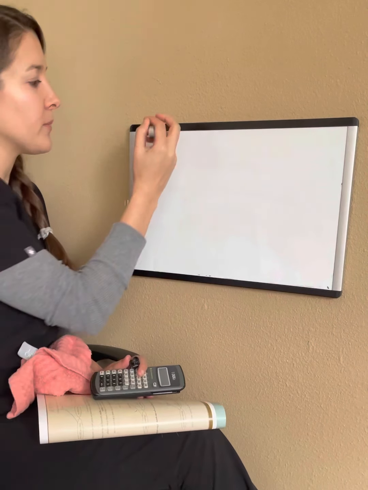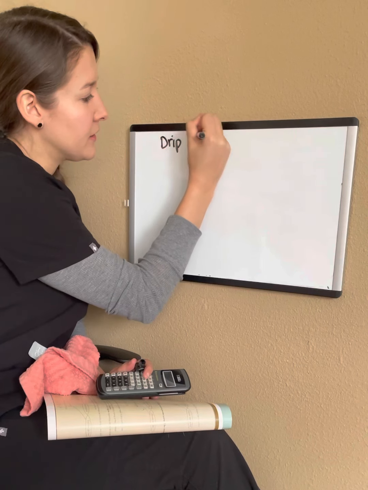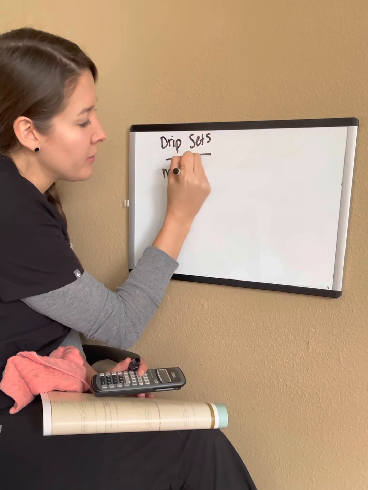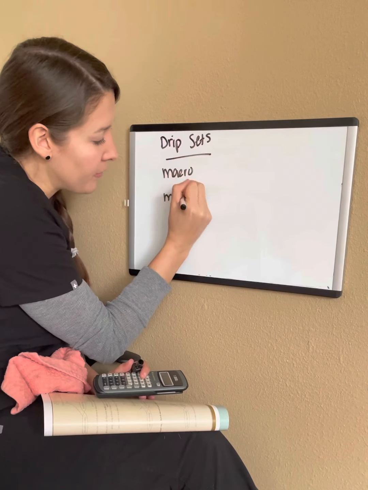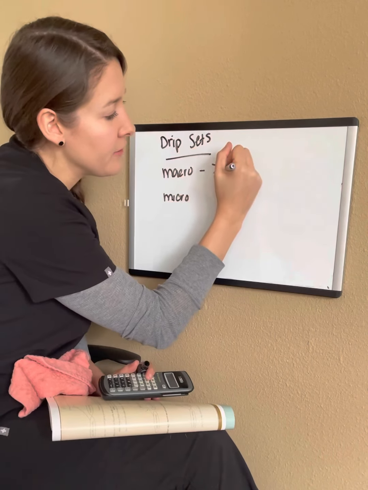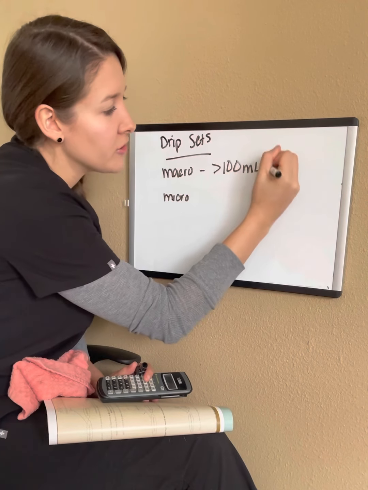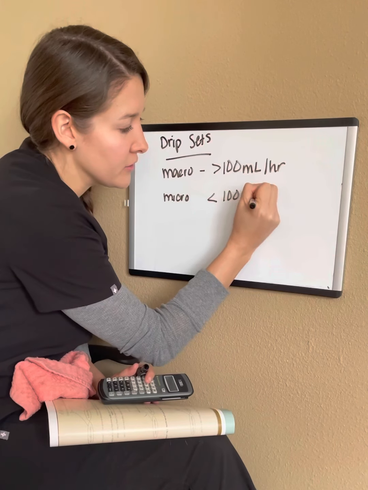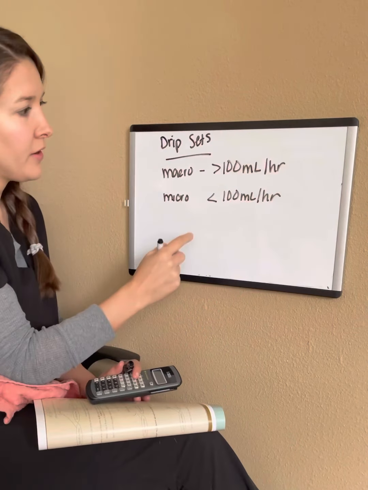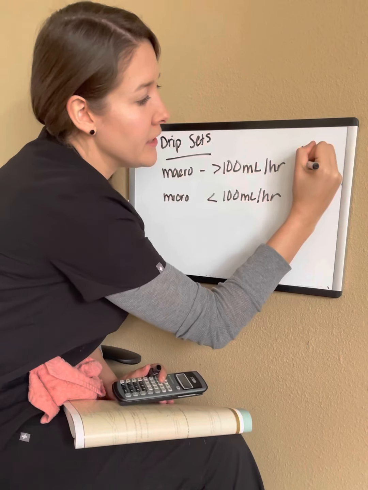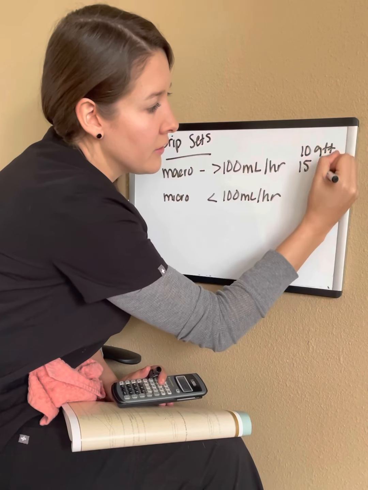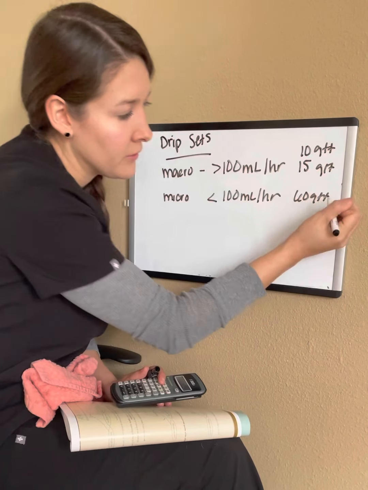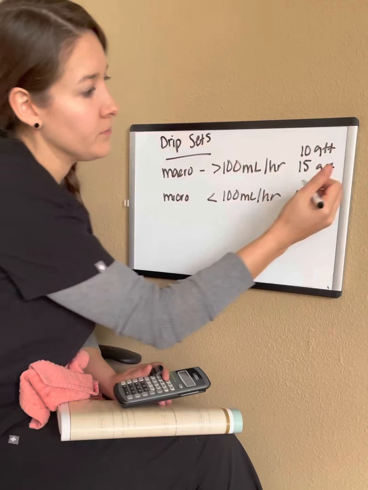So when it comes to drip rates, and more importantly, drip sets, there are 2 drip sets. There's a macro and a micro. The macro is going to be for rates that are greater than 100 mils per hour, and the micro are going to be for less than 100 mils per hour. Your macro can either come in 10 or 15 drops, and your micro is usually going to be in 60 drops per mil.